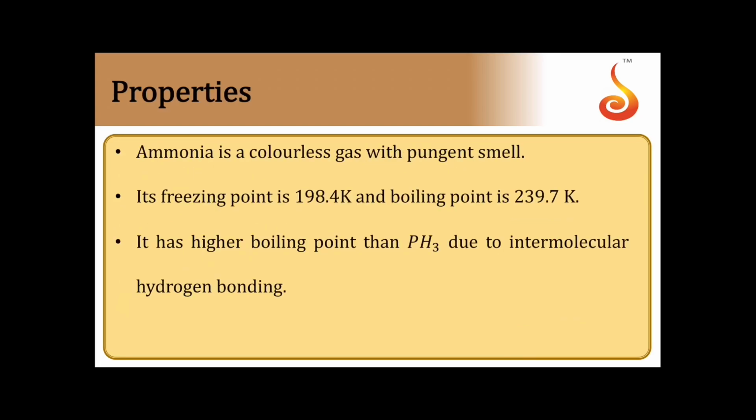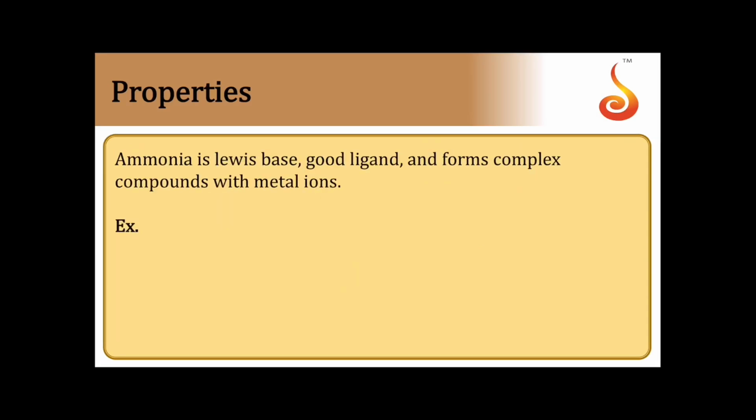Then properties. Ammonia is a colorless gas with a pungent smell, and the freezing point is 198.4 Kelvin and the boiling point is 239.7 Kelvin. It has a higher boiling point when compared to PH3, because ammonia has intermolecular hydrogen bonding.